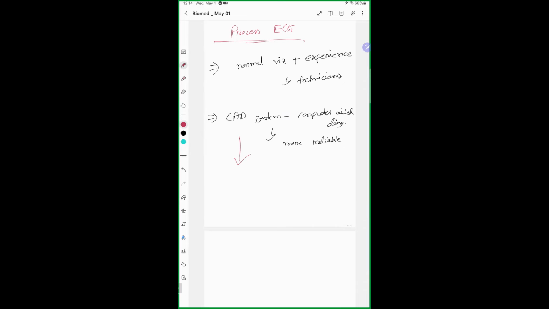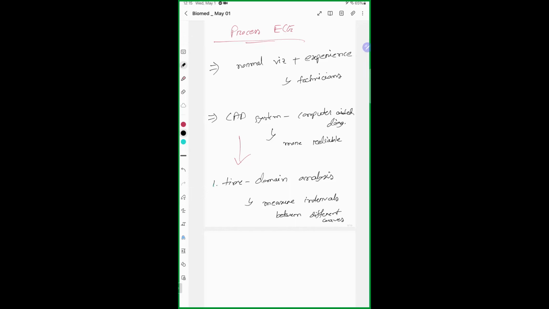Now, there are different ways we can process the signals. The most common one is time domain analysis. What is time domain analysis? You measure the intervals between different parts. When you have the ECG, you measure the interval of different segments.